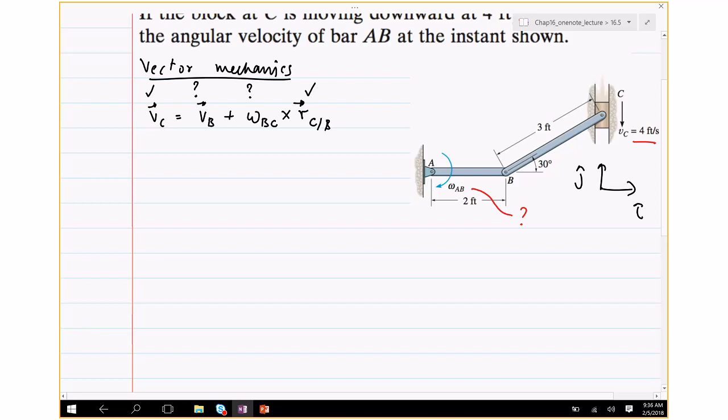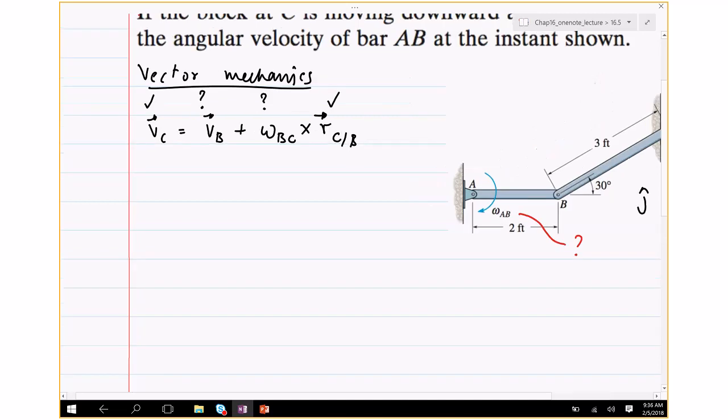So this equation has 3 unknowns, and I can see that without even writing the equations. It's going to be 2 unknowns in velocity of B, the magnitude and direction, and the magnitude of omega BC. So 3 unknowns, 2 for velocity of B and 1 for omega BC. If I set up this equation in I and J, I will not be able to solve for 3 unknowns, because that equation can only give me 2 equations. So what I'll do is I'll try to relate VB with VA now and see if that helps me.